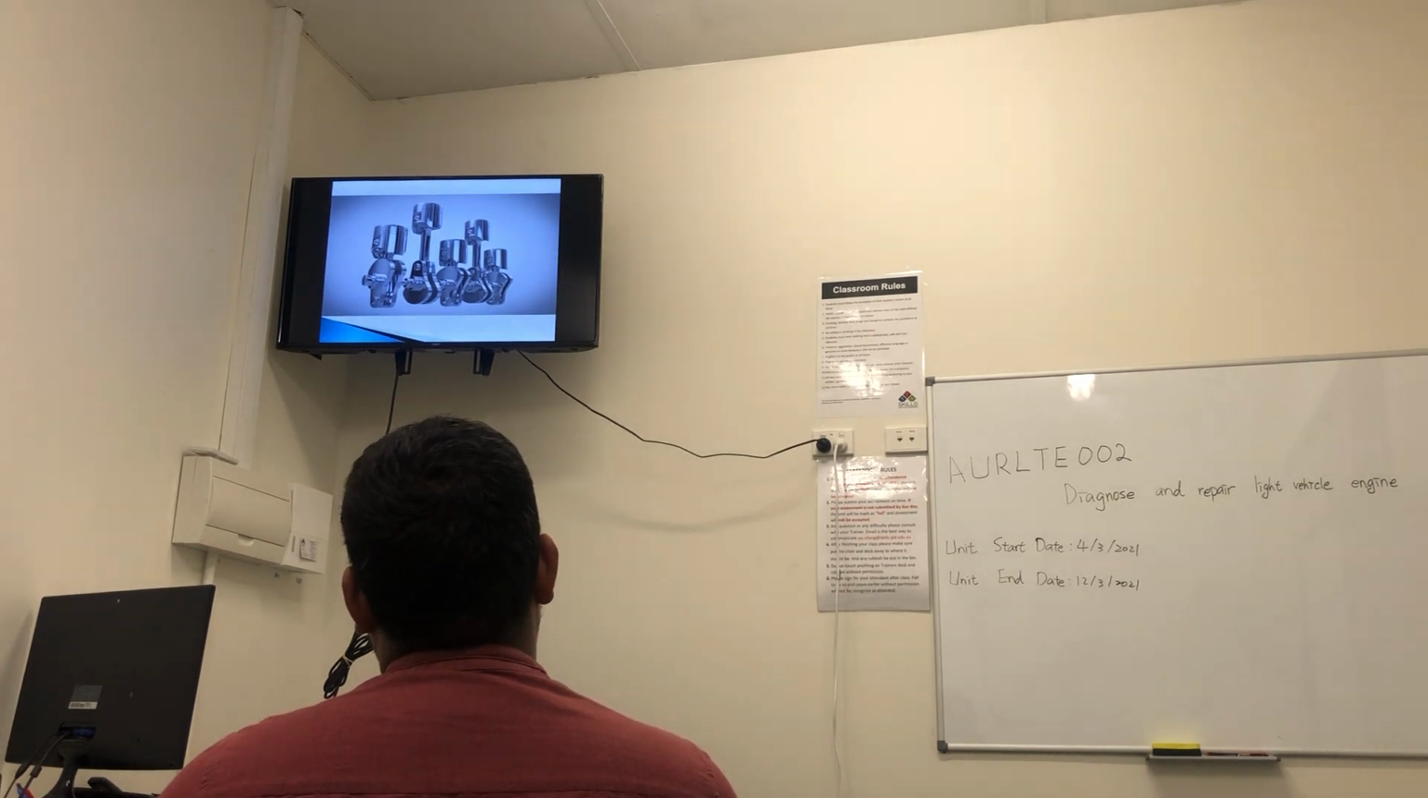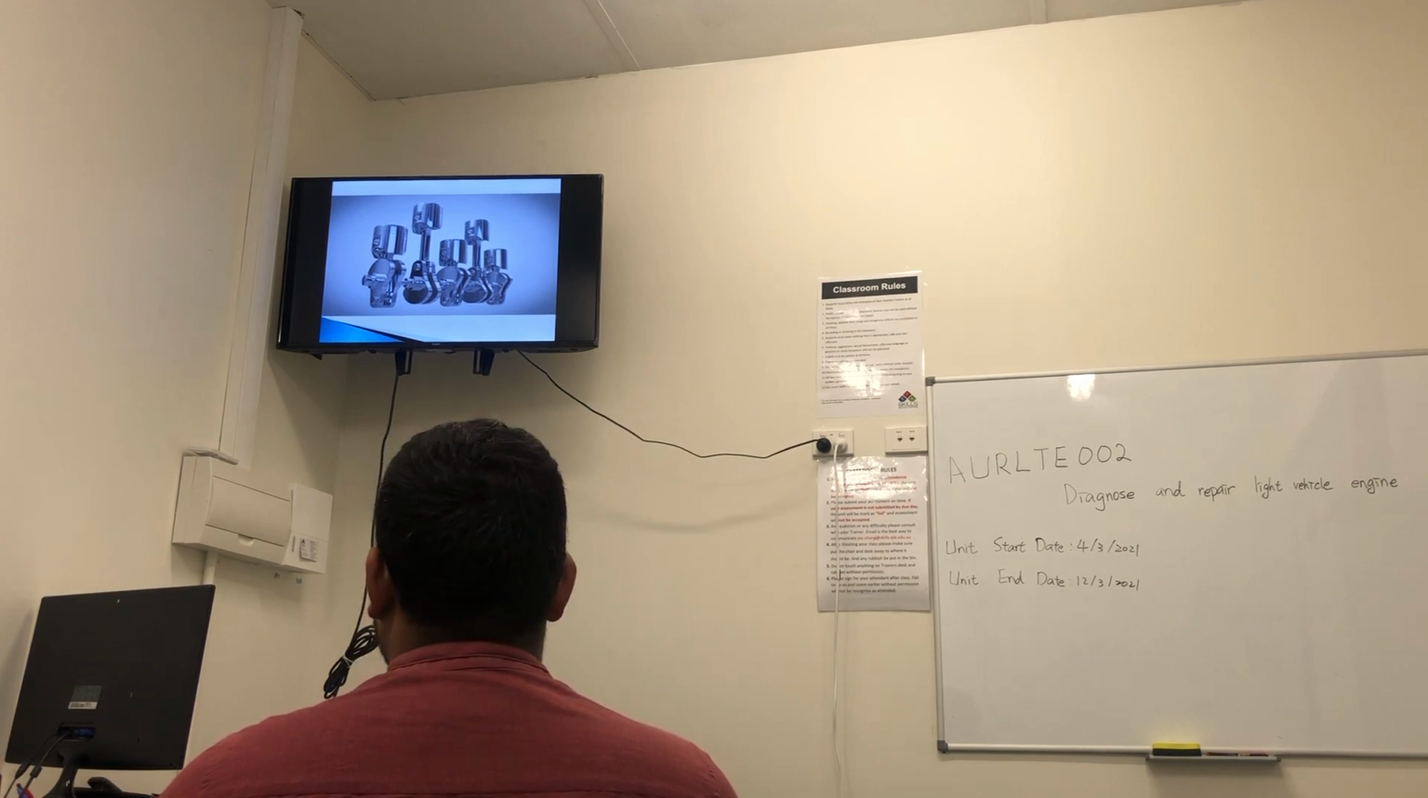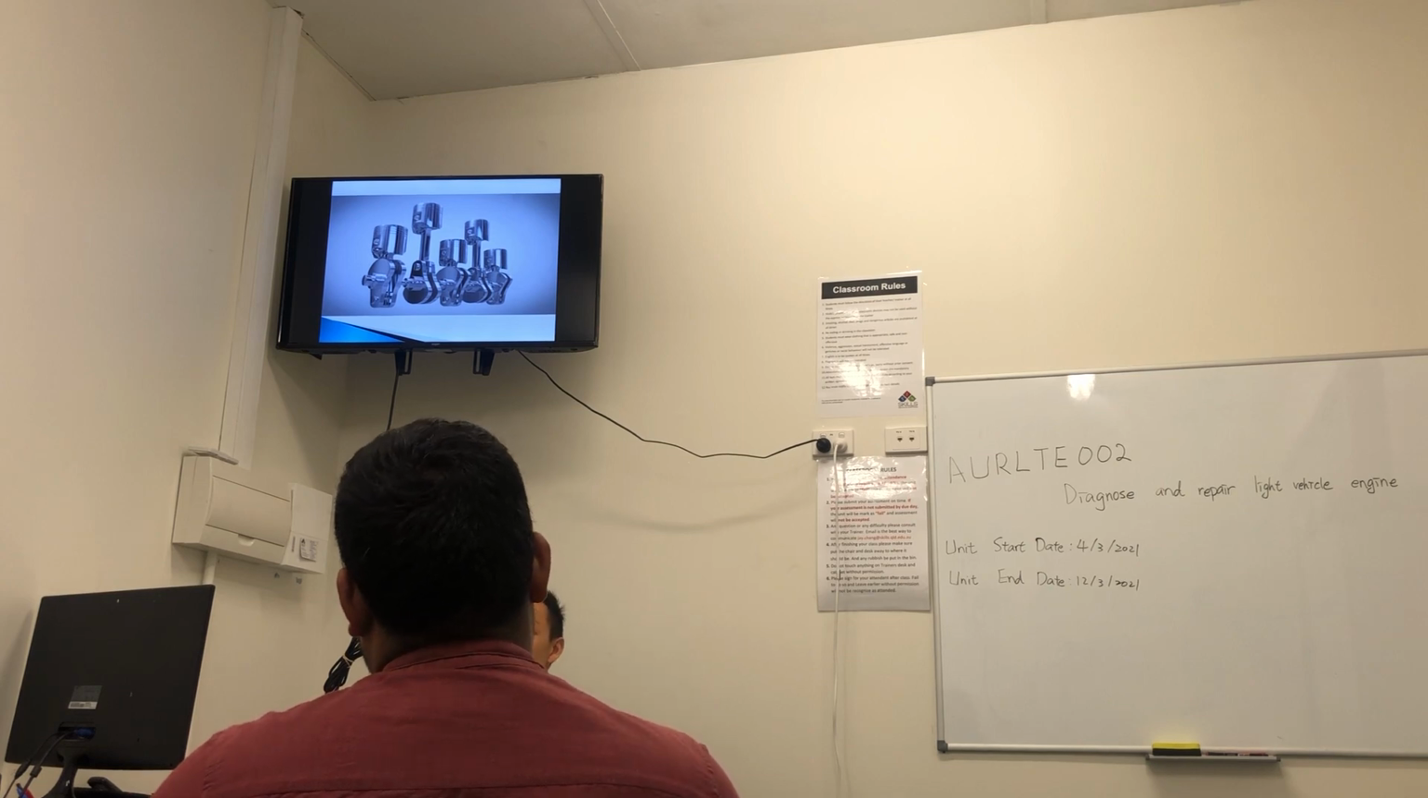Okay, this is the inside of the engine, the piston. On the piston, we have piston rings. What does the piston ring actually do? It seals the cylinder. The top one, you have two piston rings, and the bottom one is the oil ring.